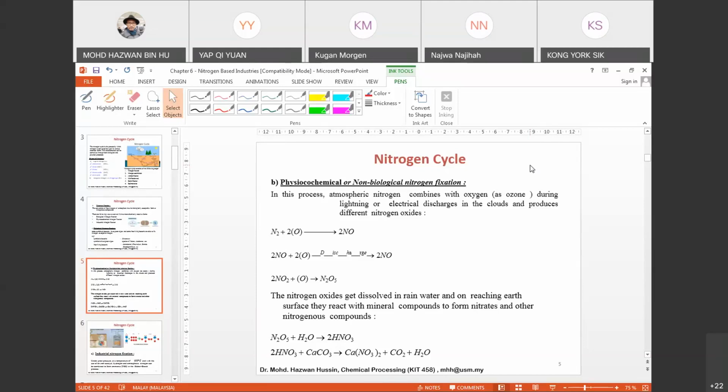What happens is that the acid rain will react with calcite or calcium carbonate to form different types of nitrates or nitrogenous compounds, like in this case, calcium nitrate.